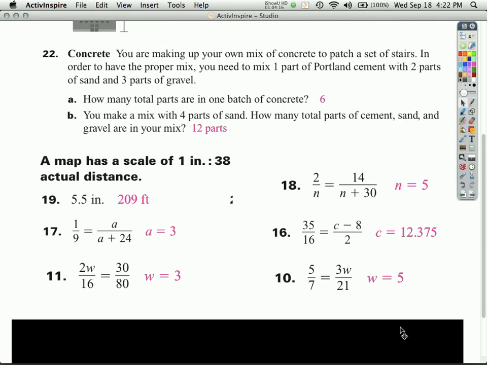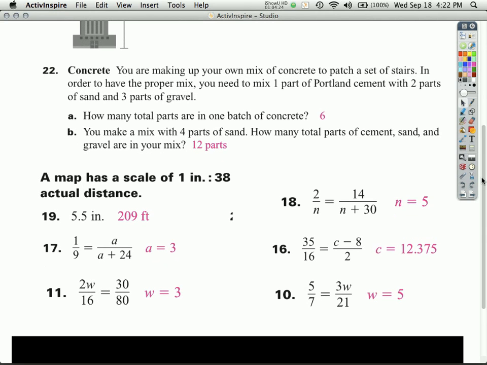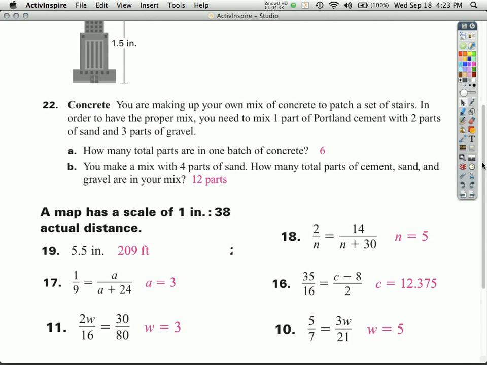Fung? So what was your answer? That's fine. Number 16, I estimated, I got 12.38. That's fine. Comments? Any other comments or questions?